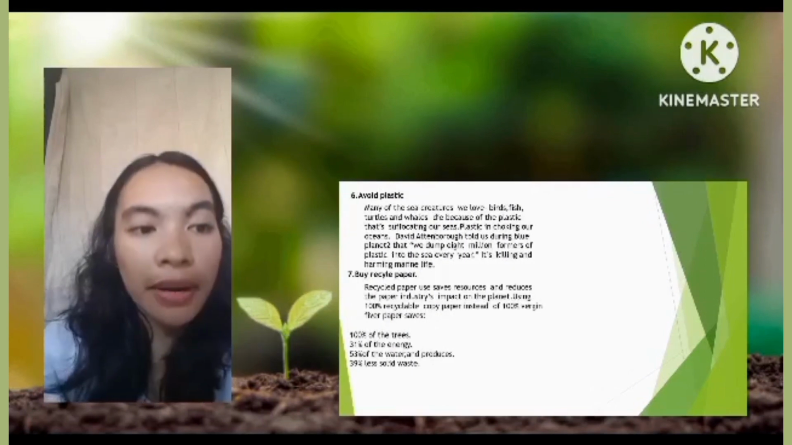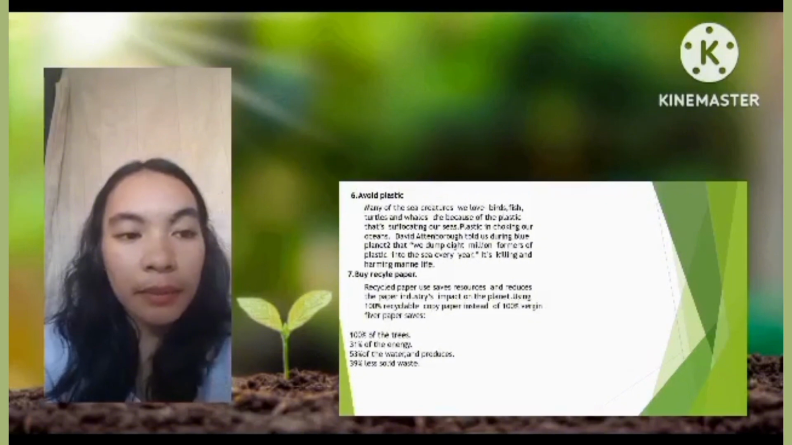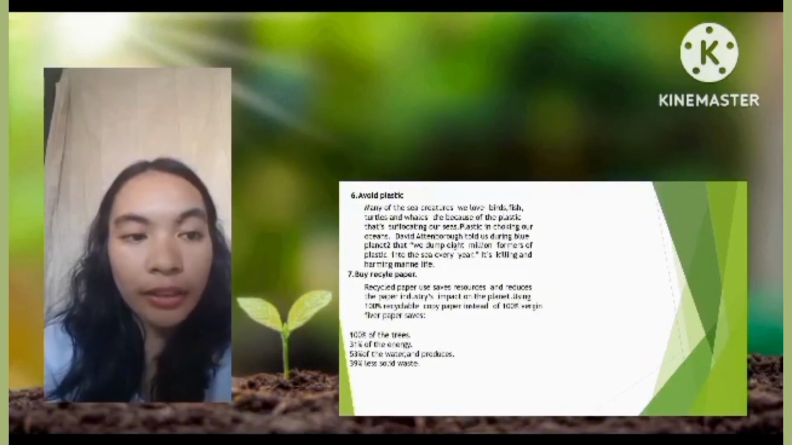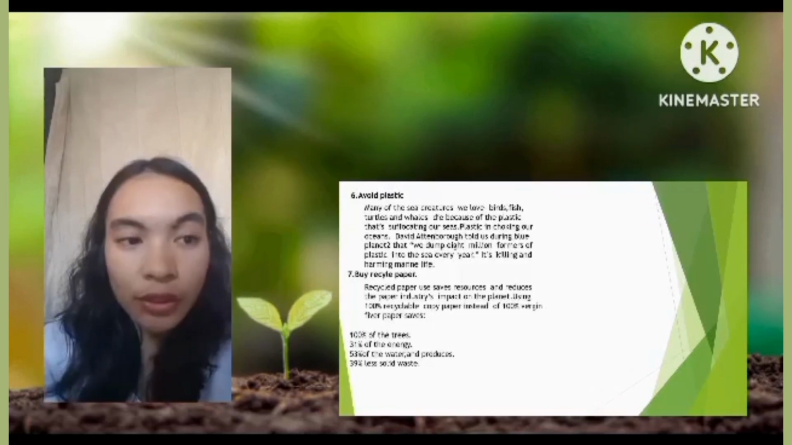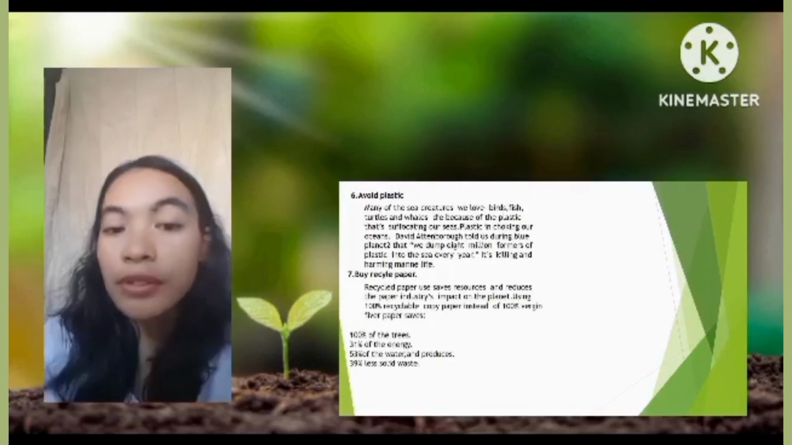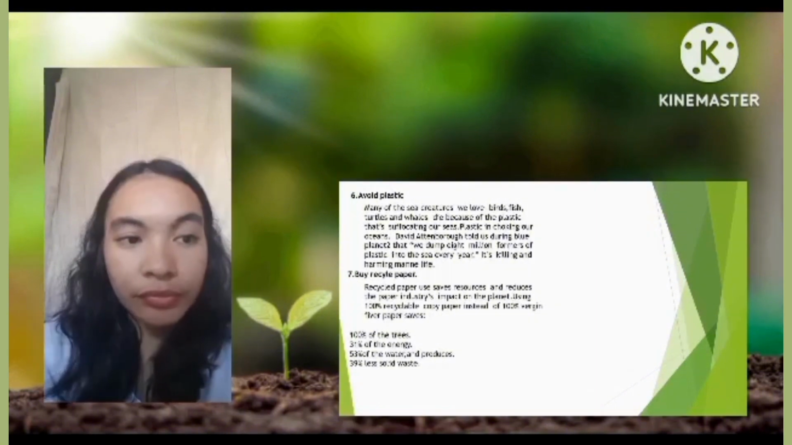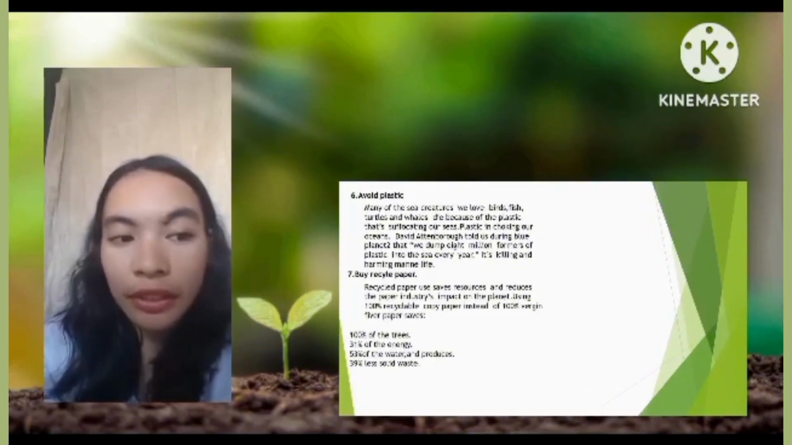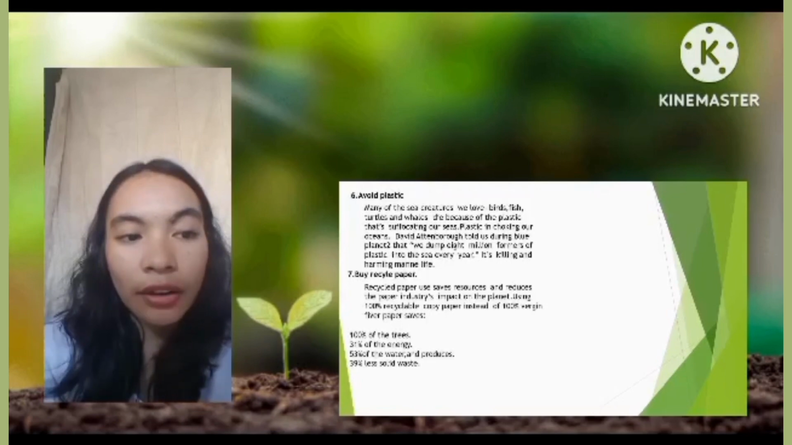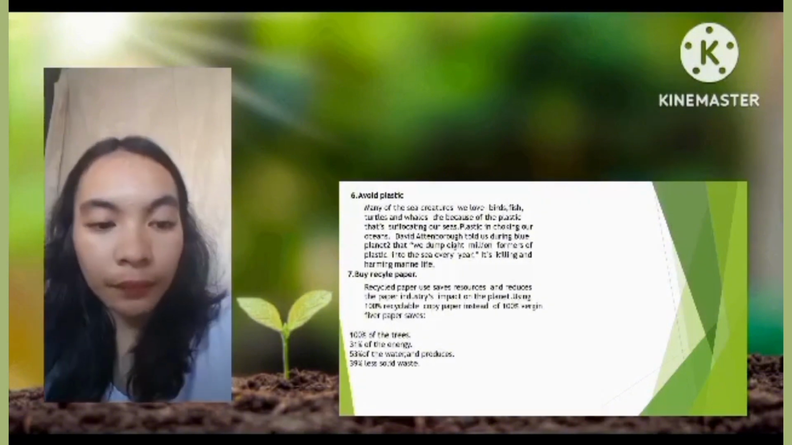Number 7, buy recycled paper. Using recycled paper saves resources and reduces the paper industry's impact on the planet. Using 100% recycled copy paper instead of 100% virgin fiber paper saves trees, 31% of energy, 53% of water, and produces 39% less solid waste.